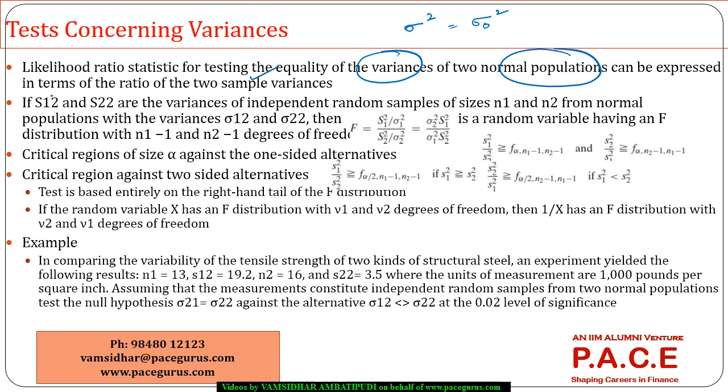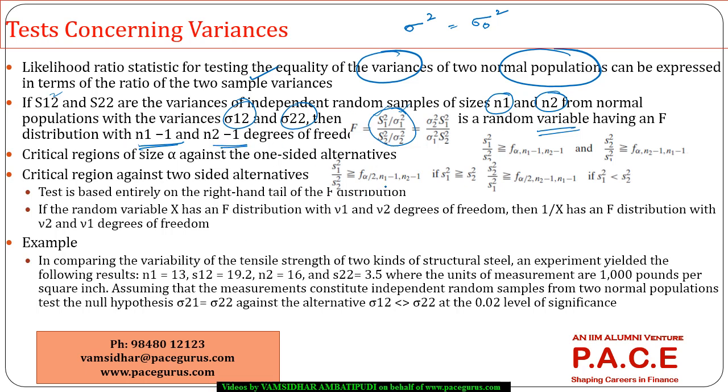Look at the scenario. I'm talking of S1 squared and S2 squared being the variances of independent random samples of size N1 and N2 from normal populations, whose variances are sigma 1 squared and sigma 2 squared. We have already discussed earlier the ratio of their sample variances divided by their population variances. They will follow an F distribution. So when we talked about the F distribution, we talked about this: S1 squared by sigma 1 squared divided by S2 squared by sigma 2 squared is going to follow an F distribution. So we could very well say, just rearranging it, sigma 2 squared S1 squared by sigma 1 squared S2 squared is a random variable having an F distribution with N1 minus 1 degrees of freedom and N2 minus 1 degrees of freedom.